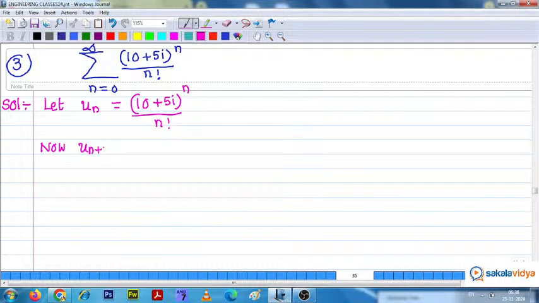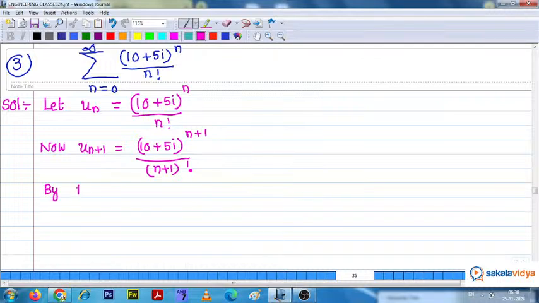How do you find un plus 1? In the place of n, write n plus 1: 10 plus 5i whole to the power of n plus 1. N factorial can be written as n plus 1 factorial. Clear? So now we need to apply D'Alembert's ratio test.